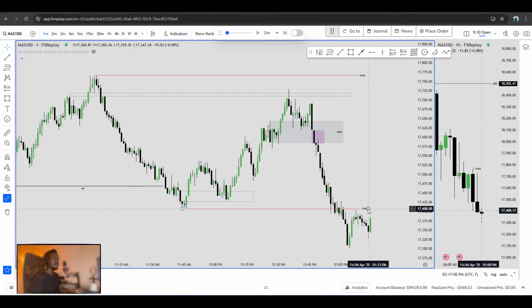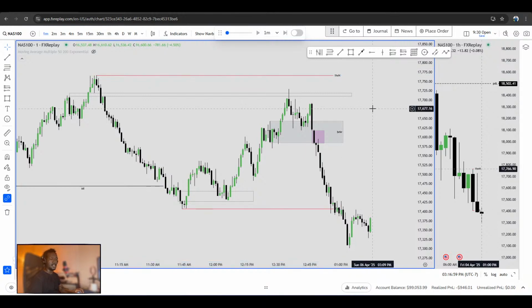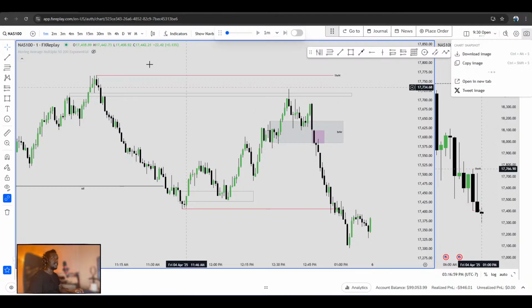I want this to end at 1 p.m. I know that red line is the previous one now though, so I don't need to. Alright, so what I'm gonna do is take this picture, copy link. This was on the Friday.